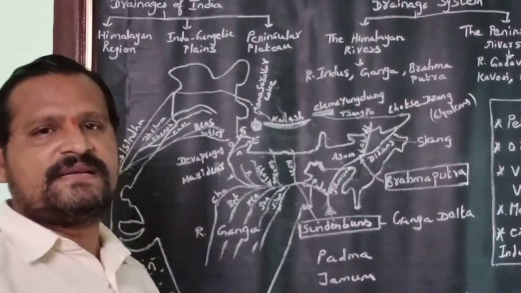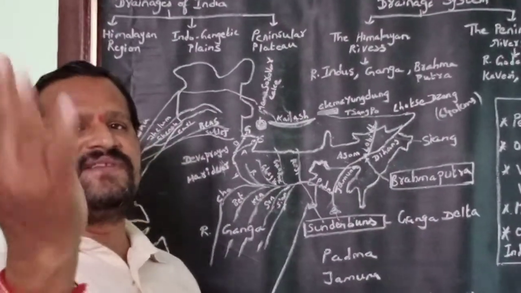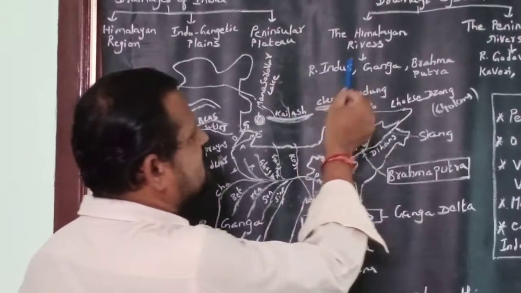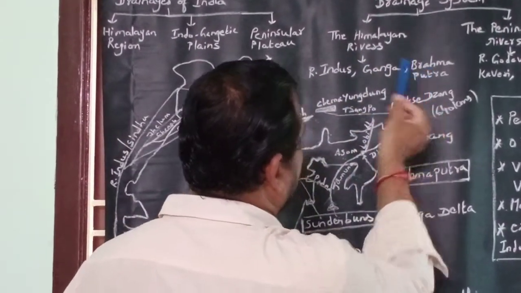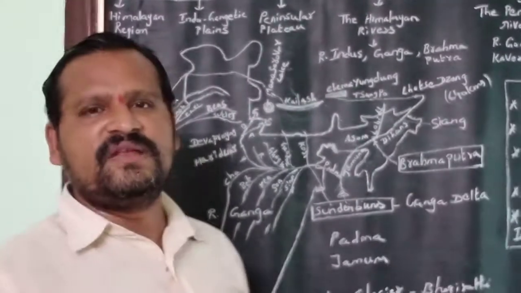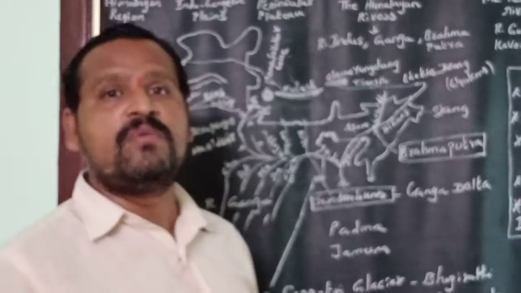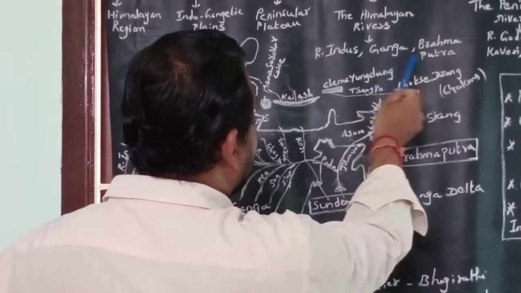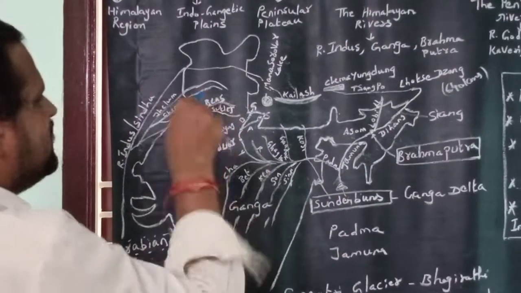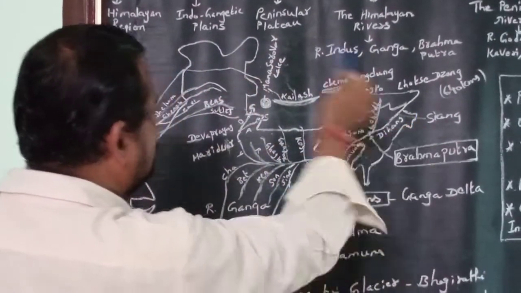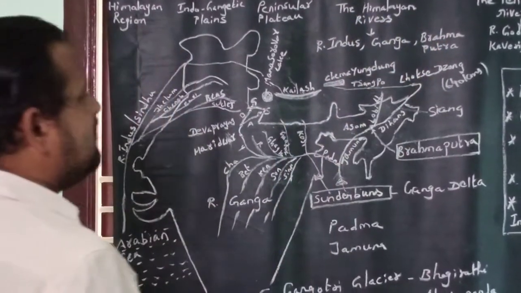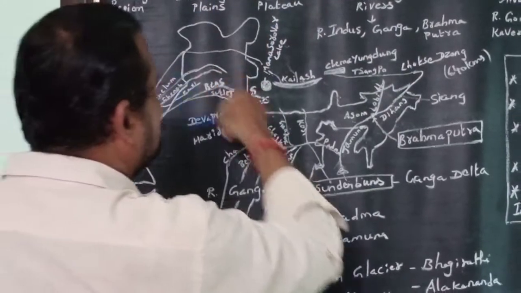The Himalayan river systems are three principal river systems. What are they? They are River Indus, River Ganga, River Brahmaputra. The Himalayan rivers originate at Himalayan region. The Himalayan rivers like Indus, Ganga, Brahmaputra take birth in Himalayan region.